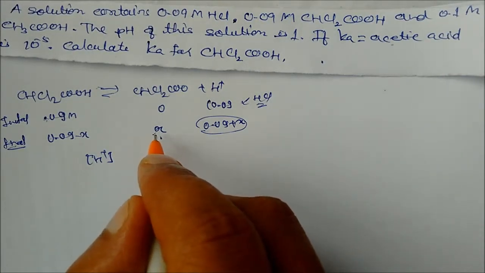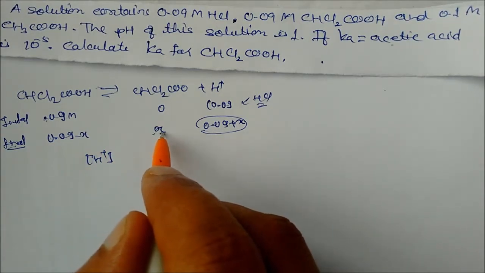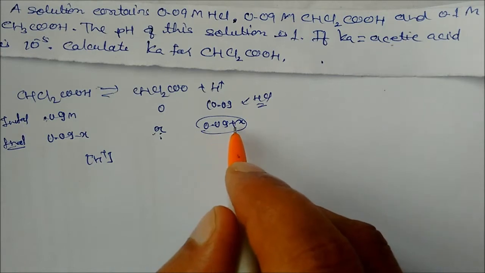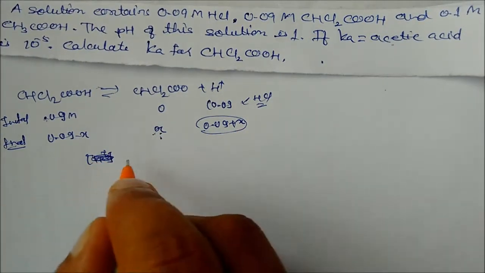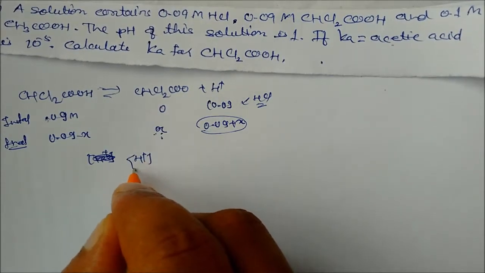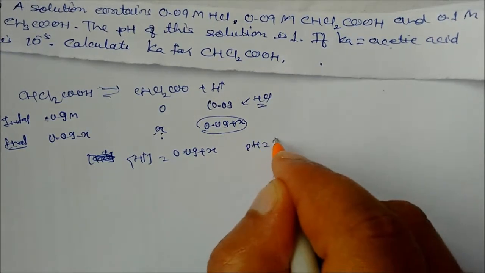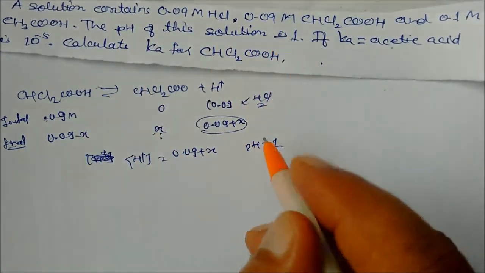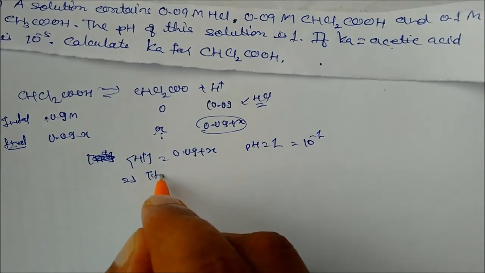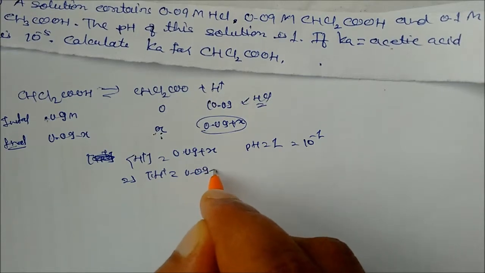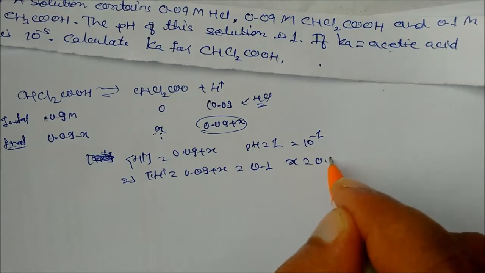So H plus is 0.1, so X will be how much? 0.09 plus X is equal to 0.1. H plus is 0.09 plus X, and pH is given here as 1. So pH 1 means 10 power minus 1 concentration. So we can write H plus is 0.09 plus X, which is equal to 0.1. So X is equal to 0.01.